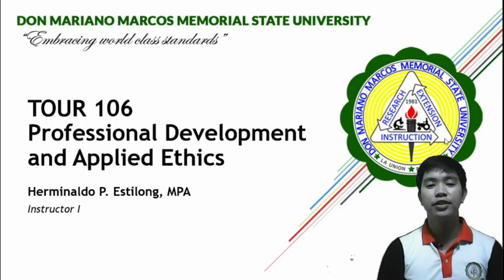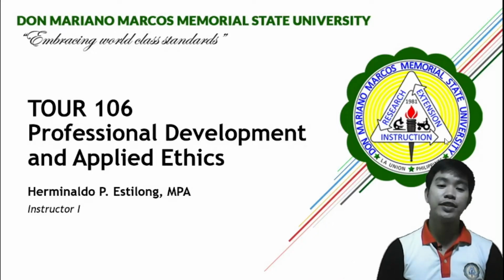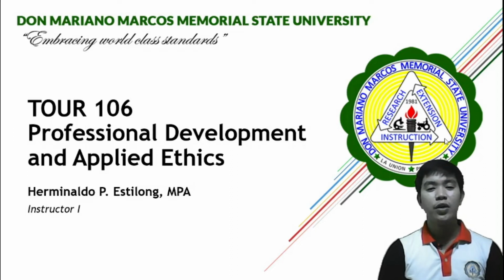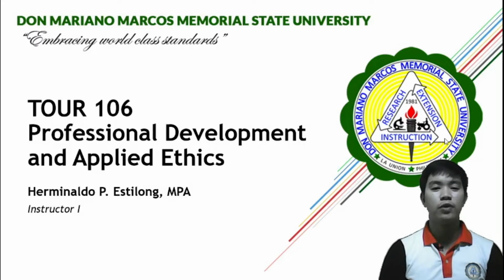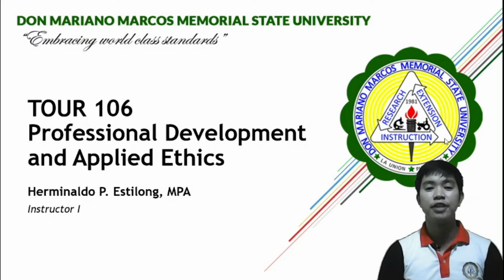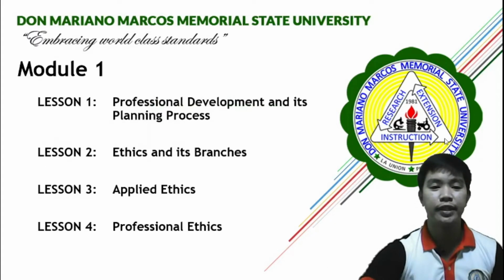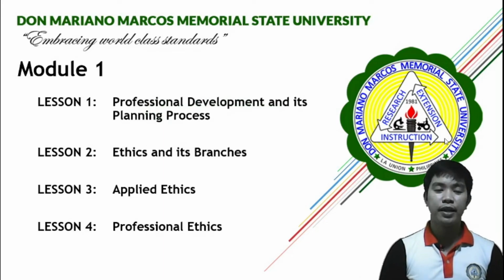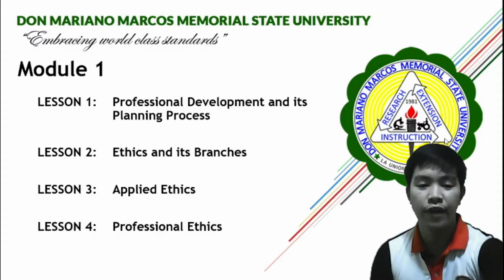Today I will be discussing to you the module 1 of this subject, Professional Development and Applied Ethics, with the course code Tourism 106. And I will be your instructor for this subject. I am Herminaldo Estilong from the Department of Public Administration in our College of Management. So today we will be talking about the 4 lessons in our Module 1, and we have professional development and its planning process. Lesson 2 will be ethics and its branches, and lesson 3 applied ethics, and then professional ethics.